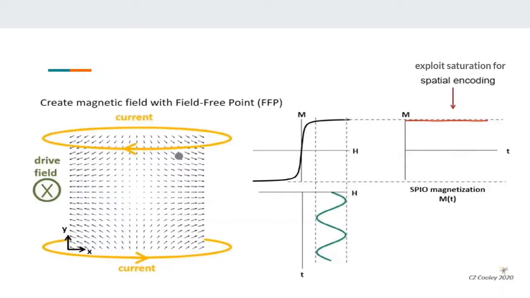If the particles are outside of the field-free region, the magnetization is completely saturated, and we will not be able to measure any response from these particles. So we explored the saturation for the spatial encoding.